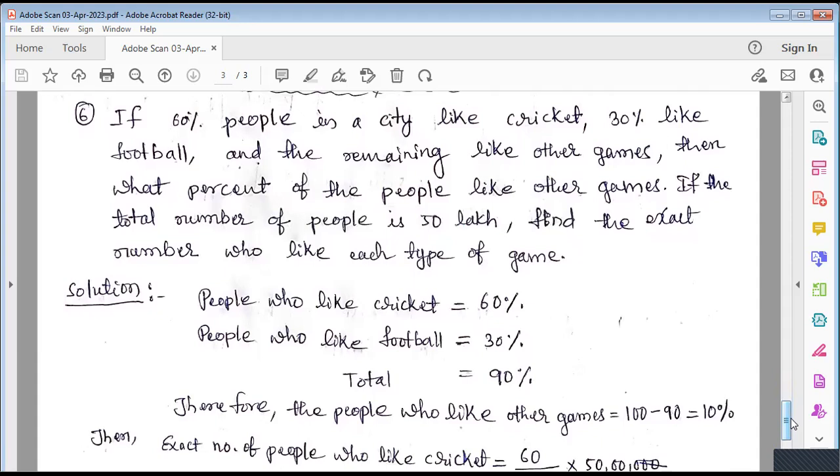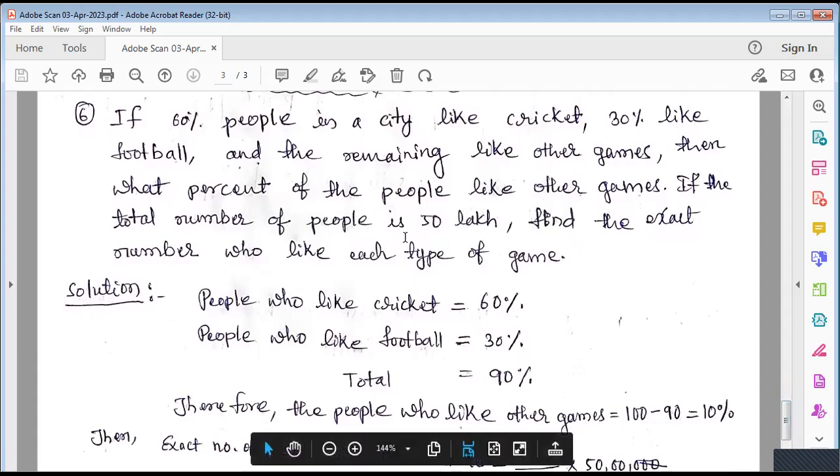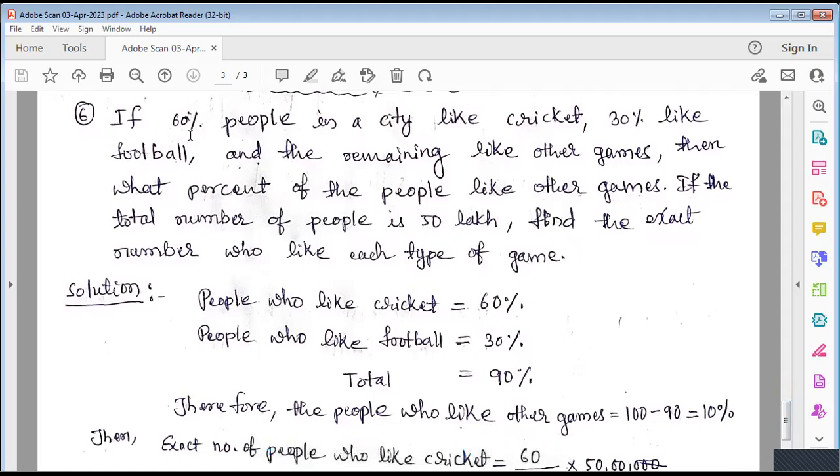And next, we'll see what is problem 6 here. In problem 6, if 60% of people in a city like cricket, 30% like football, and the remaining like other games, then what percent of the people like other games? If the total number of people is 50 lakh, find the exact number who like each type of game.